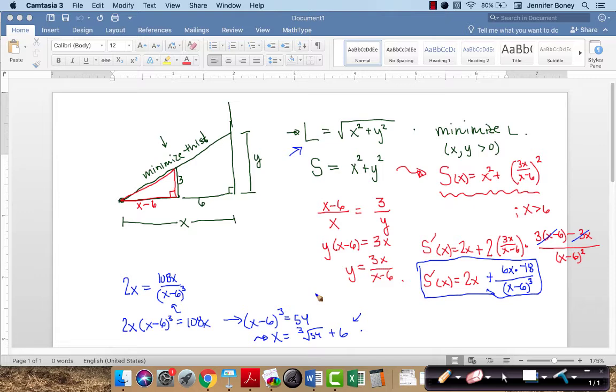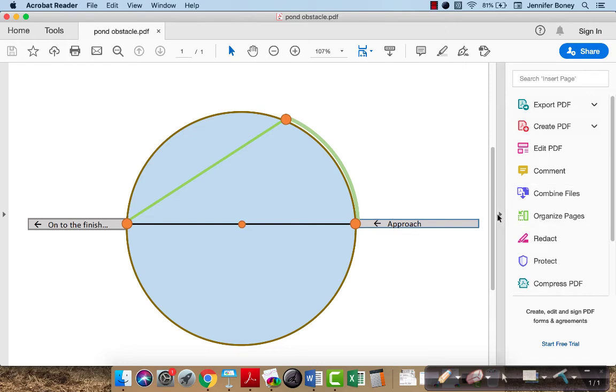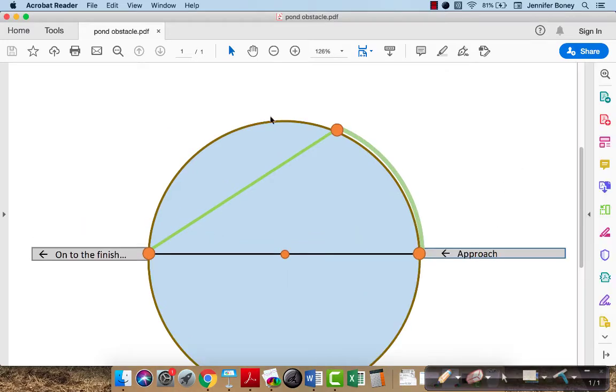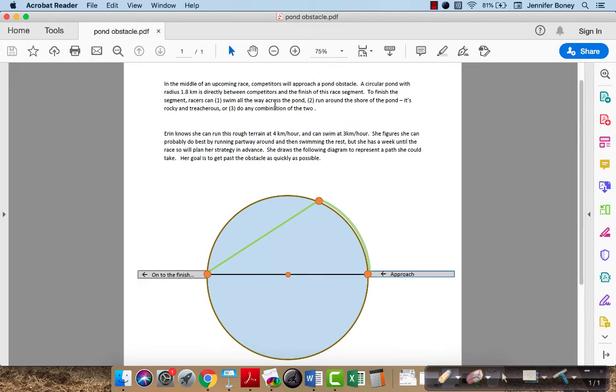the pond obstacle question that I brought up at the end of Tuesday's lesson. Clear this all off, maybe. So this pond obstacle, the situation was, it's like one of those Spartan races where this is in the middle of it. Let me shrink this a little bit so you can see some of the text. I posted this example so you can read the whole thing on your own, but there's this pond with a radius of 1.8 kilometers. The racers are coming up from one side of it. They have to go past it somehow. They could swim straight across, they could run around the edge, or they could do a combination of those two.